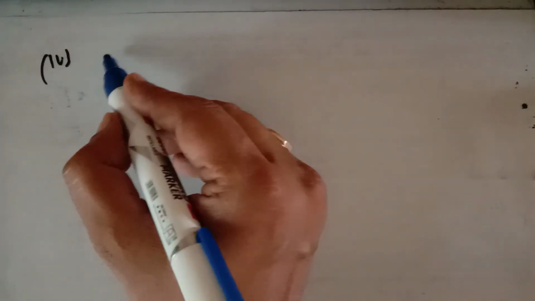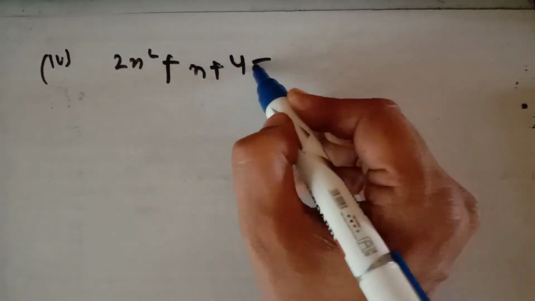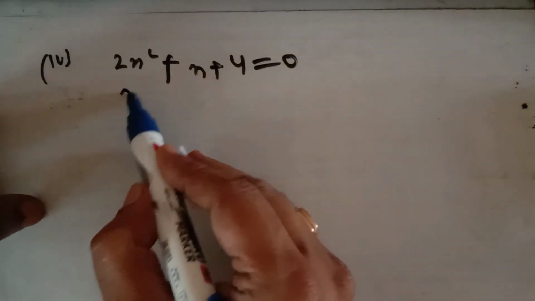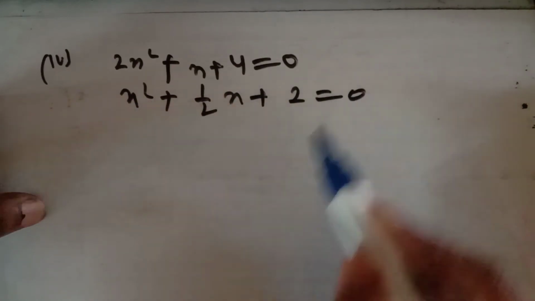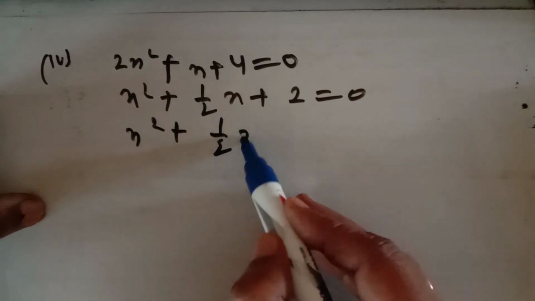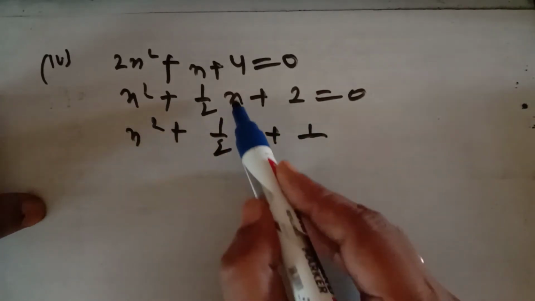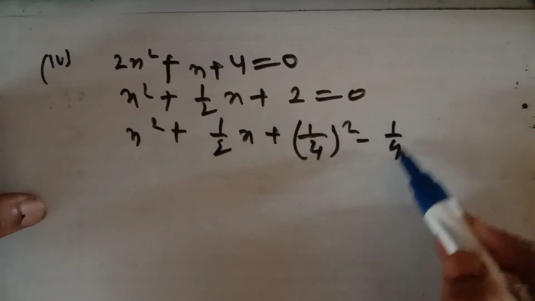This is the fourth part. It is given as 2x² + x + 4 = 0. So as usual, divide the whole equation by 2 to make the coefficient of x² as 1. Then add and subtract the square of half of the coefficient of x, that is, half of 1/2 will be 1/4, whole square.